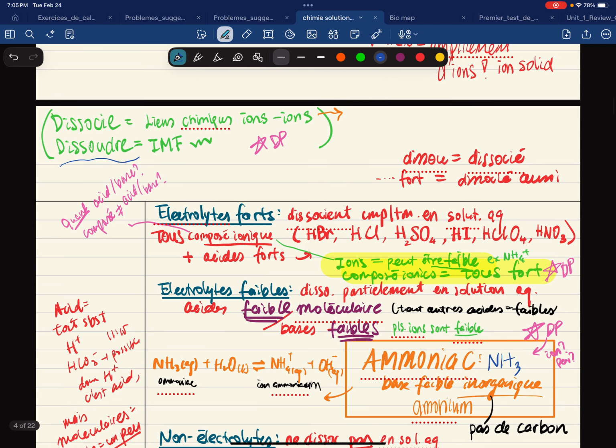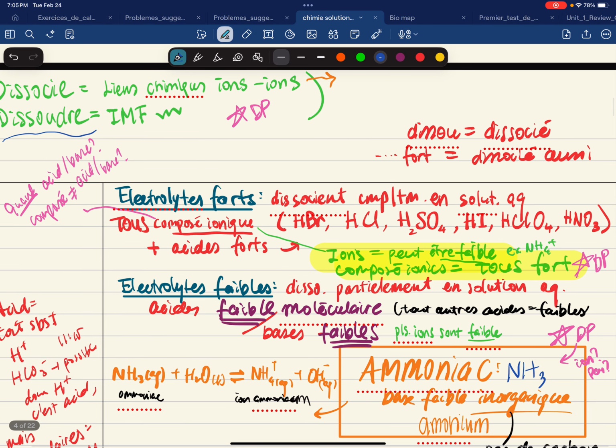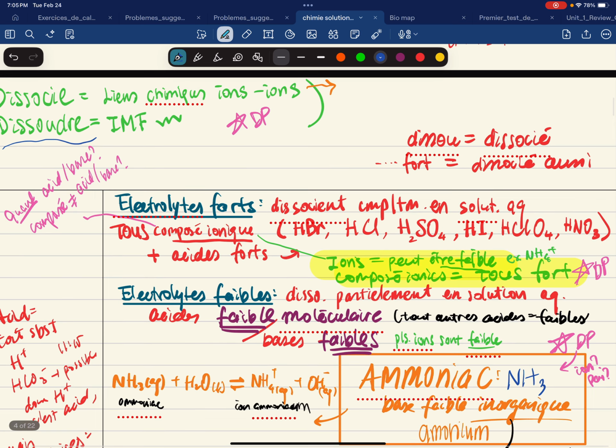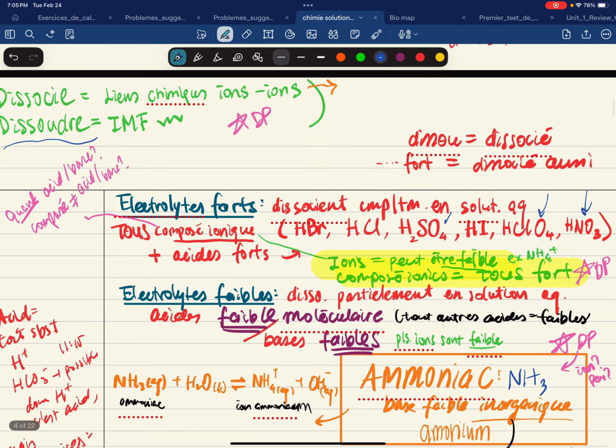So here are the acids that you need to know. HBr, HCl, H2SO4, HI, HClO4, HNO3. So there's nitrate, the big one, and ClO4 and SO4, the big ones. The rest are the small ones, HI, HCl, HBr. So HNO3, so nitrate, HClO4, perchloric acid, and SO4 2-, so that's sulfate.